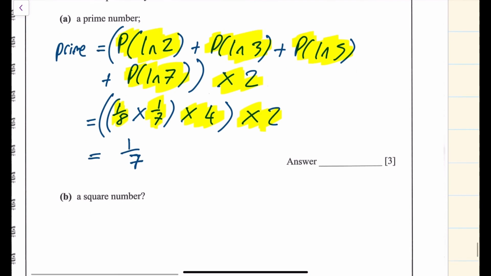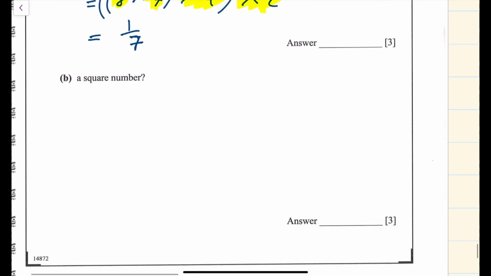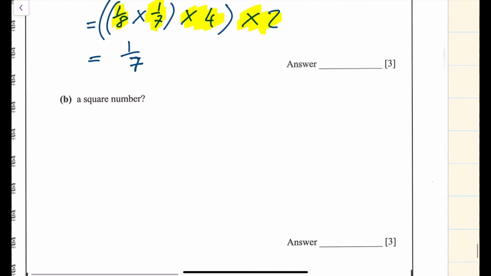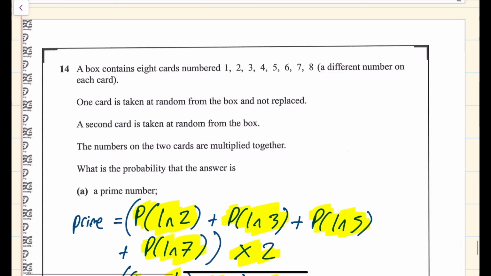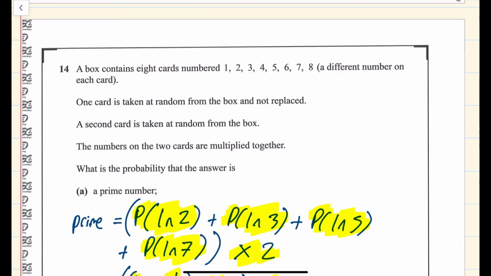The next one is a square number. So remember, you've got your numbers 1 to 8. How can we get a square number? What are the square numbers? Square numbers are 1, 4, 9 and 16, but I don't think we can get a 9. So the only square numbers you could get are 4 by doing 1 and 4, and 16 by doing 2 and 8. I think that's it. Yeah, that's all you're going to be able to do.